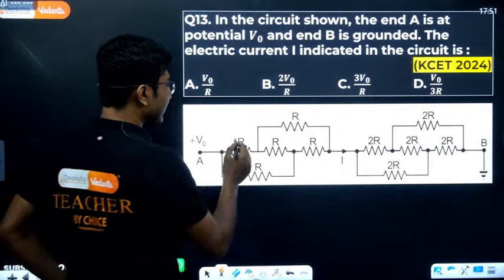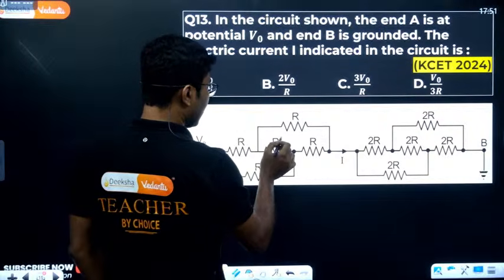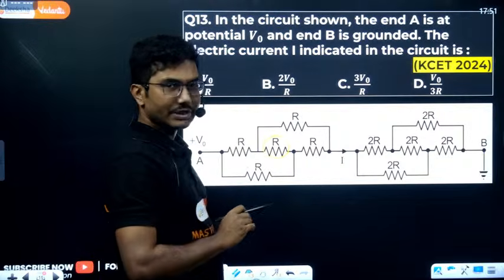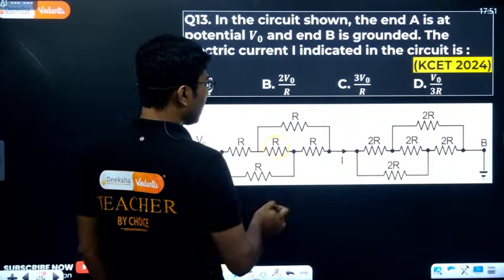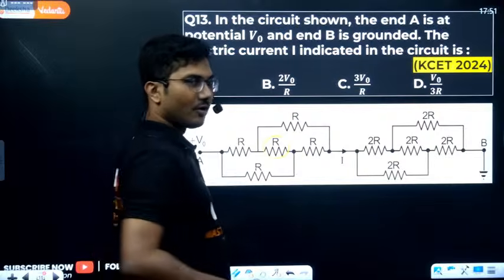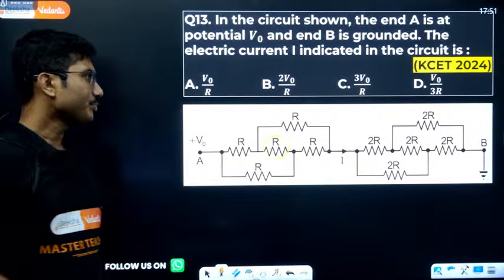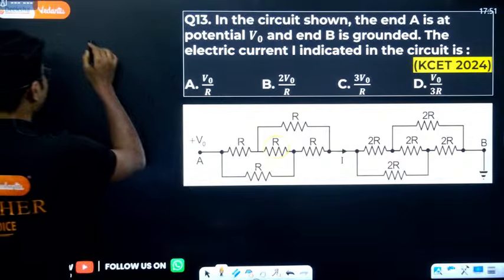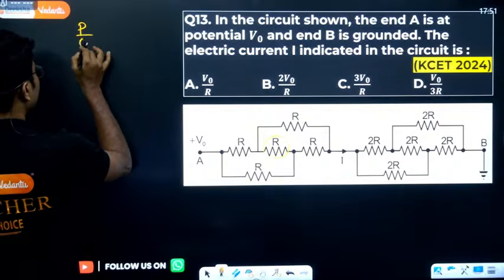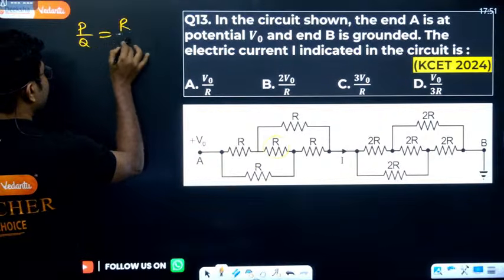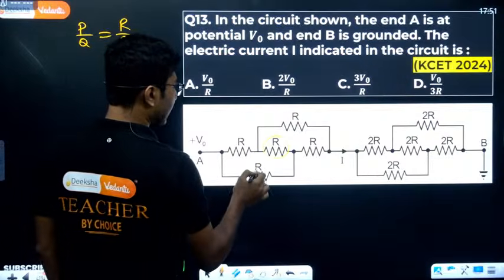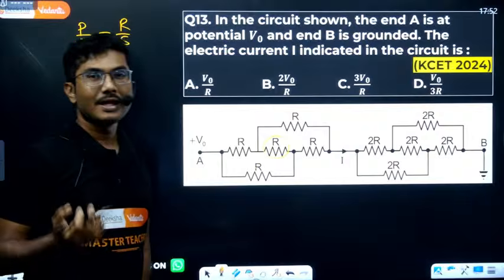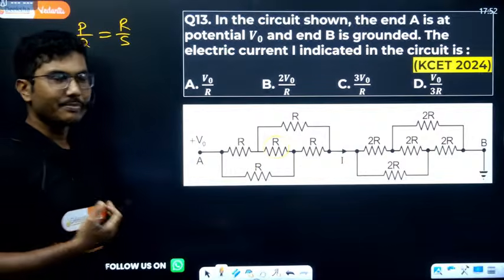So if you see, this is R, this is R. This is the galvanometer. Initially, while doing it, you ignore this resistance. R by R equals R by R. Obviously, R by R is 1, and R by R is also 1. So for both sides of the Wheatstone bridge, what is the balanced condition? P upon Q equals R by S. If you take the ratio of these two and the ratio of these two, and the ratios are the same, then we say that the Wheatstone bridge is in balanced condition.